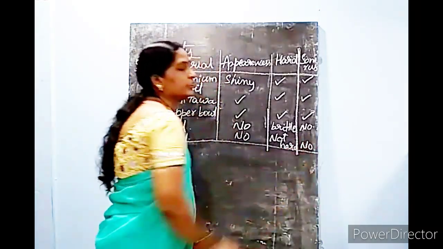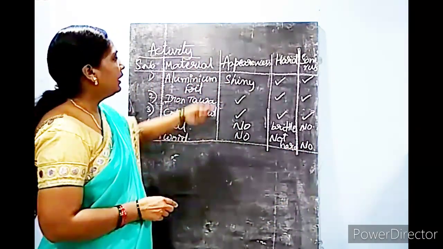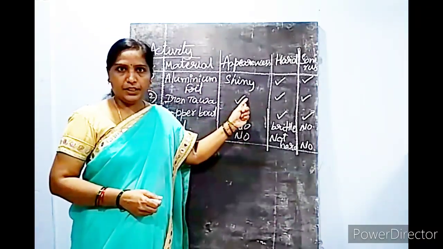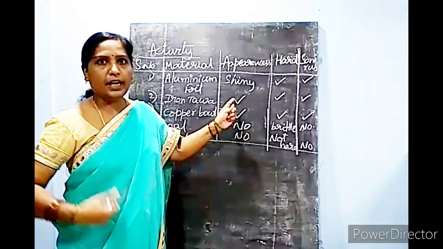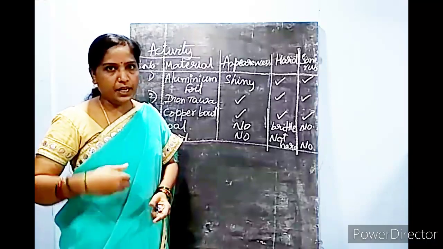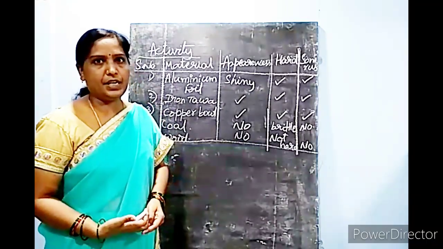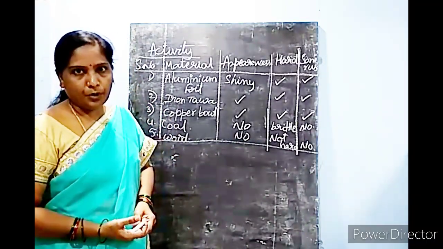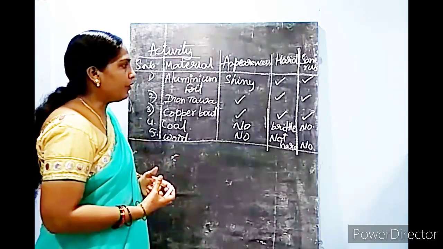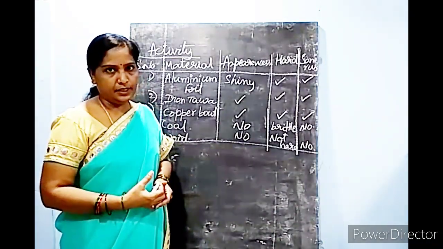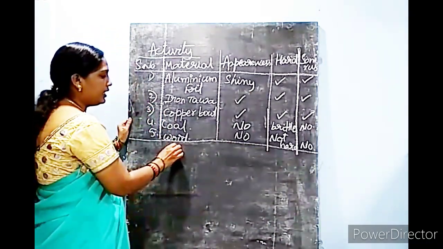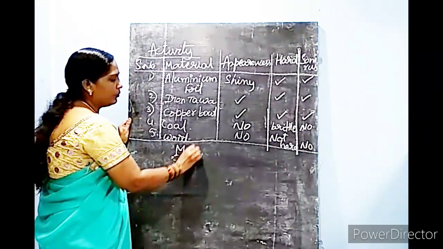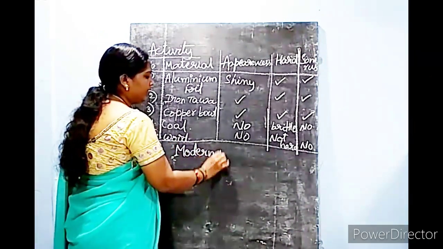Like this, the substances or materials around us have different properties. They are exhibiting different properties. So based on their properties, they found different elements and arranged them in a table known as the modern periodic table.